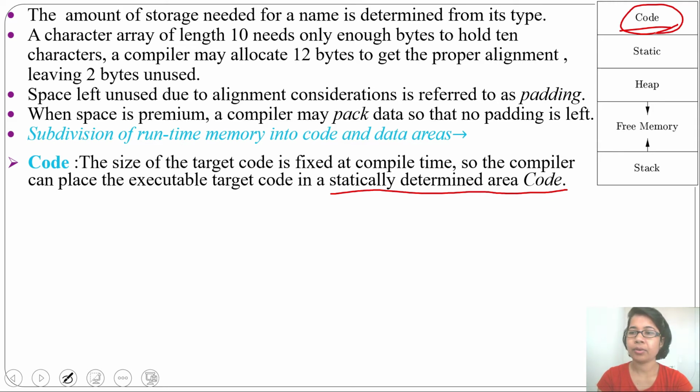The executable code can be placed in code. So the fixed target code can be placed in code. It is a statically determined area. Next partition is static. What will static contain?